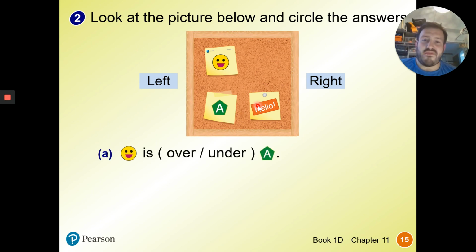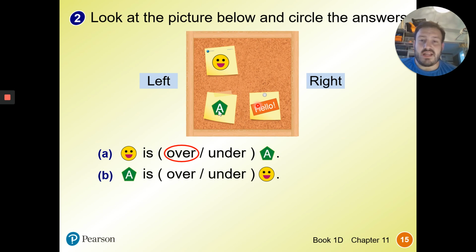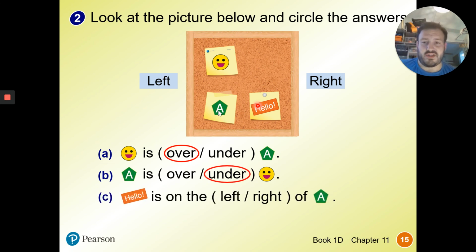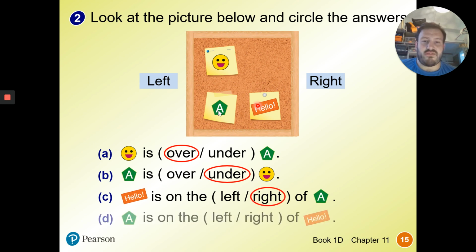So look at the picture below and circle the answers. The smiley face is over or under the letter A. Well, it's over. That means it must be opposite for the other way around, which means it's under. Over and under, opposites of each other. Hello is to the right of the pentagon, which means that the other way around, it's to the left of the pentagon. Make sure that we're really careful with these because it's easy to get them mixed up.